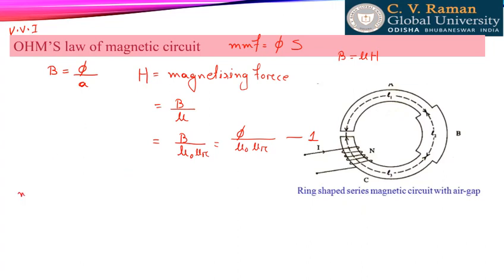But magnetizing force, what can be the definition? Magnetizing force means how much MMF is there which is distributed across the mean length of the magnetic path.